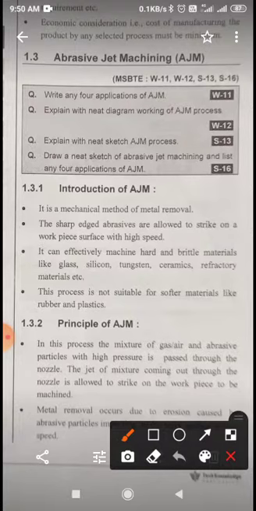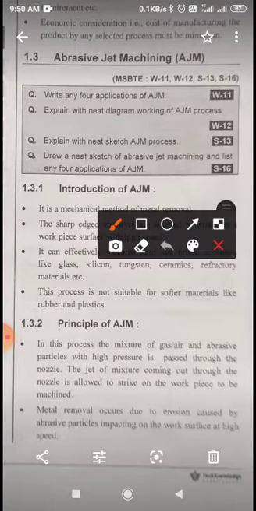What is the principle of abrasive jet machining? In this process, a mixture of gas or air and abrasive particles at high pressure is passed through the nozzle. The jet of mixture coming out through the nozzle is allowed to strike on the workpiece to be machined. Metal removal occurs due to erosion caused by abrasive particles impacting on the workpiece surface at high speed. Okay, you got the principle. What is the principle of AJM?